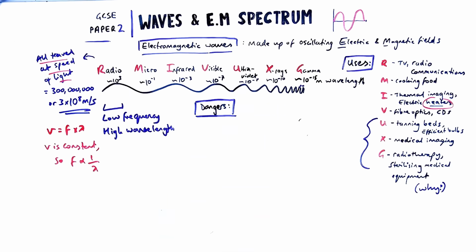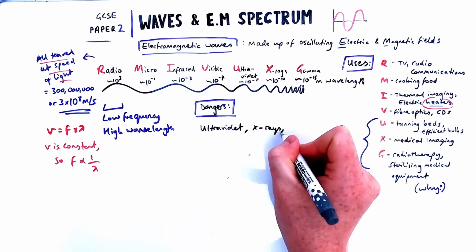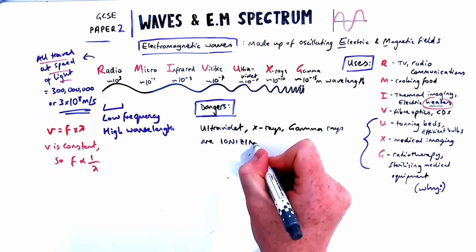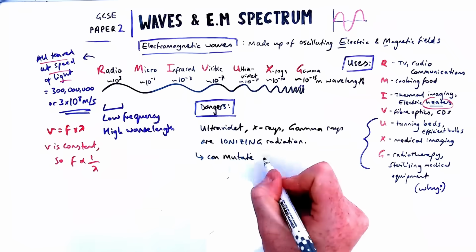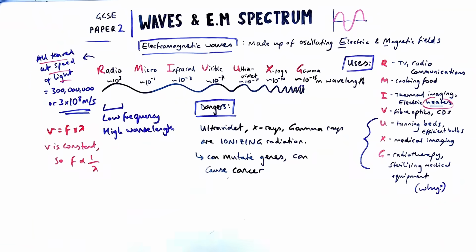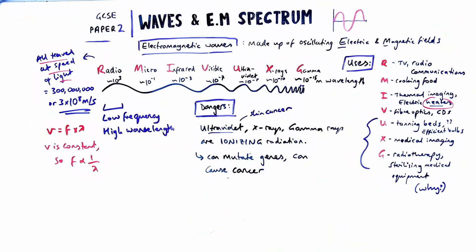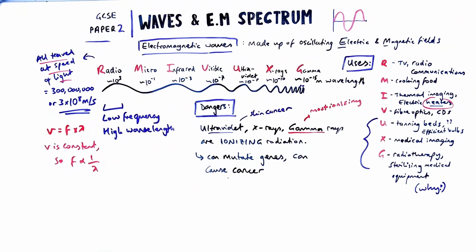Some parts of the electromagnetic spectrum can be dangerous. It's only the ones that have a higher frequency than visible light that can be really dangerous. So that means there's ultraviolet, X-rays and gamma rays. They're dangerous because they are known as ionizing radiation. Ionizing radiation means if it gets into your body, it can mutate genes in cells, and it can also cause cancer. In particular, ultraviolet waves can cause skin cancer or can cause it to age prematurely, and gamma rays are the most dangerous in this regard because they are the most ionizing.